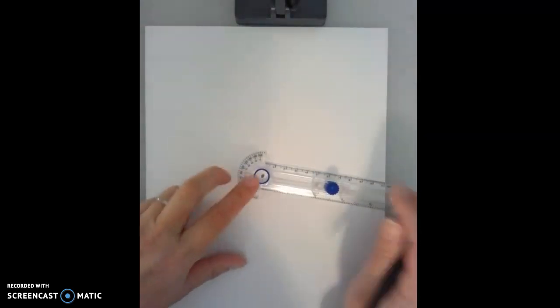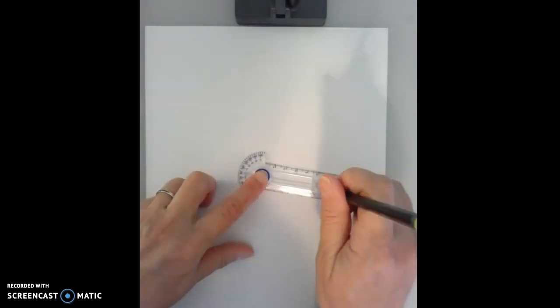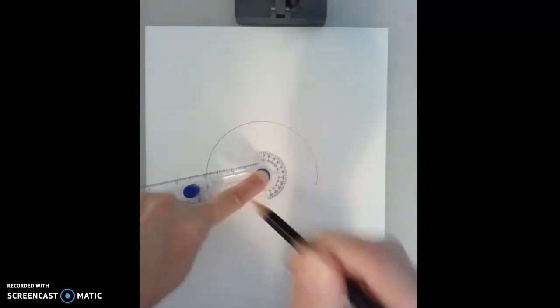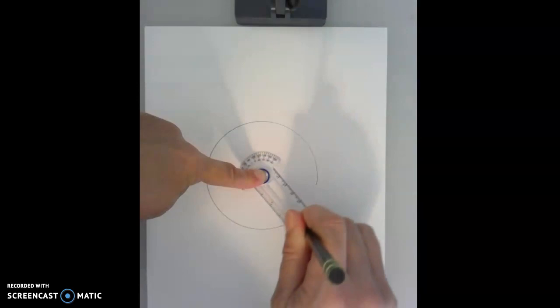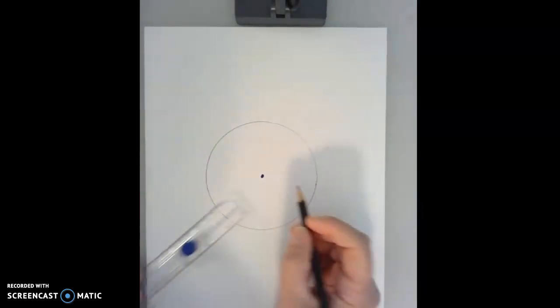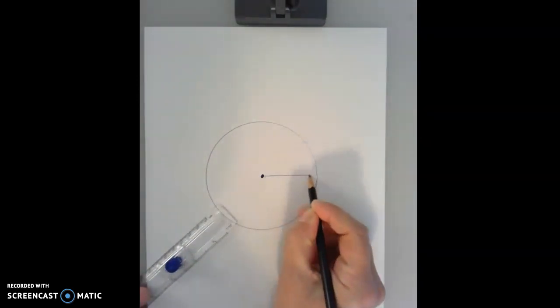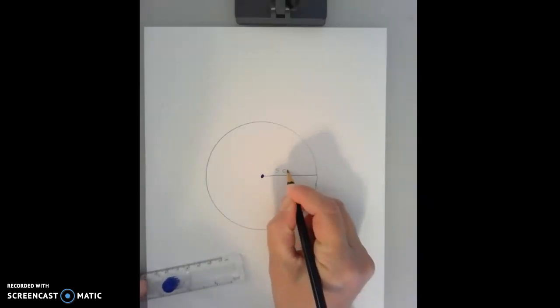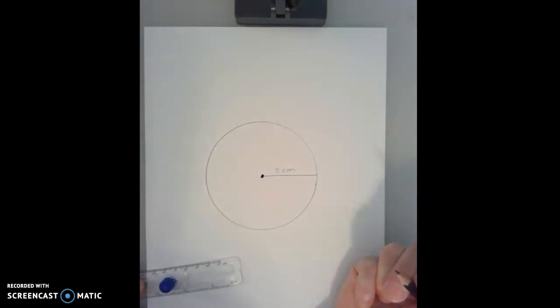I'm going to use this compass that I have, and I'm going to make my first circle have a radius of 5 centimeters. We want our measurements to be in centimeters so that we can get more accurate calculations. Right, so there's my circle.